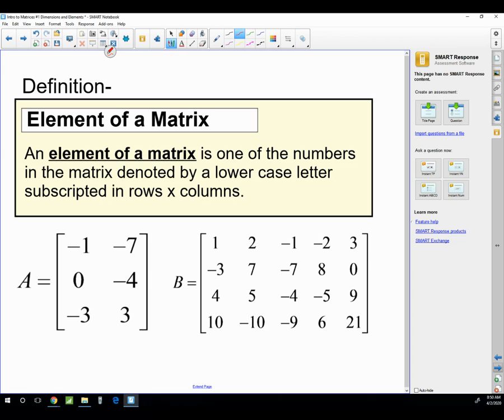All right, a matrix is made of elements. This one has 6 elements. This one has 1, 2, 3, 4, 5, 1, 2, 3, 4, 20 elements. And we need a way of naming them. And we name an element with a lowercase letter, subscripted row by columns.